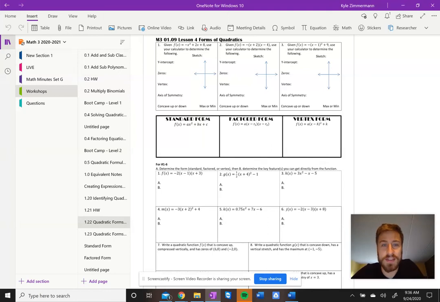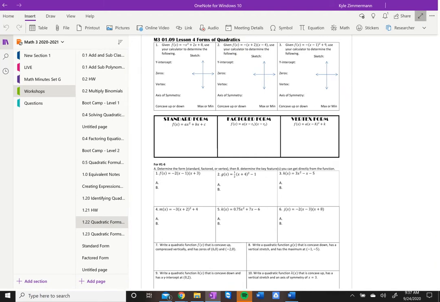Team, it's Mr. Z, and today we're going to continue to look at how to write equations for forms of quadratics. It's going to be standard form, factored form, or vertex form. And we're going to figure out which situation suits the problem. Let's dive in.